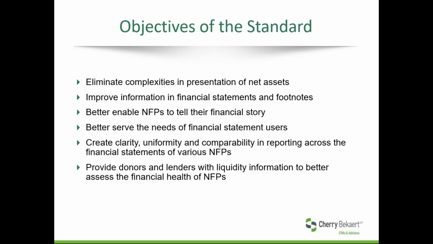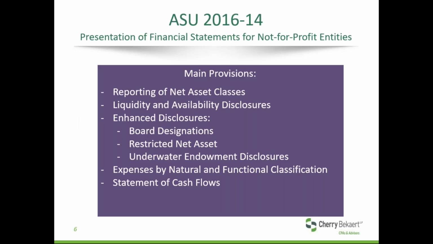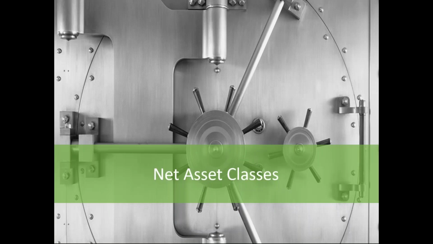Next, before we get into some of the lessons learned, we're going to talk about the main provisions of the standard. There are 5 main provisions. One, reporting net asset classes. The second is liquidity and availability disclosures that will now be required. Some enhancements in some existing footnote disclosures. Some specifics about presenting expenses by both natural and functional classes. And then there were some minor tweaks to the statement of cash flow. So with that, let's go to the first main provision, the change in net asset classes.